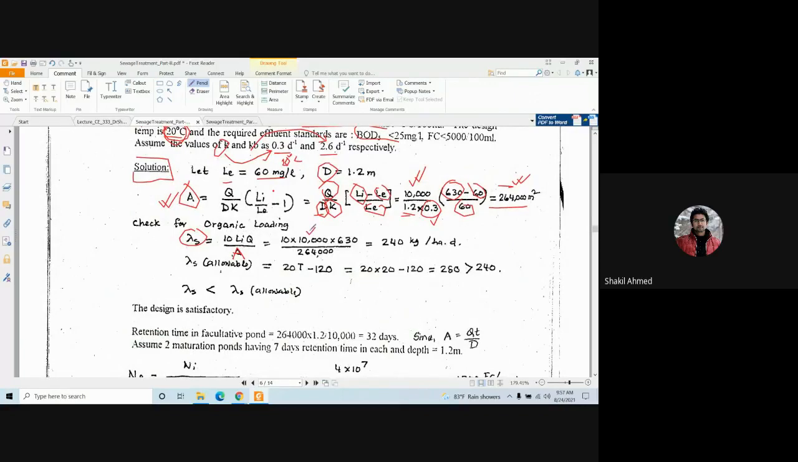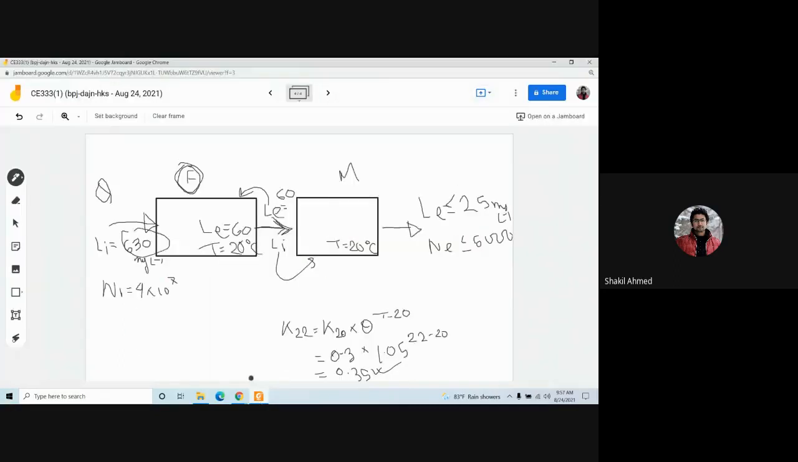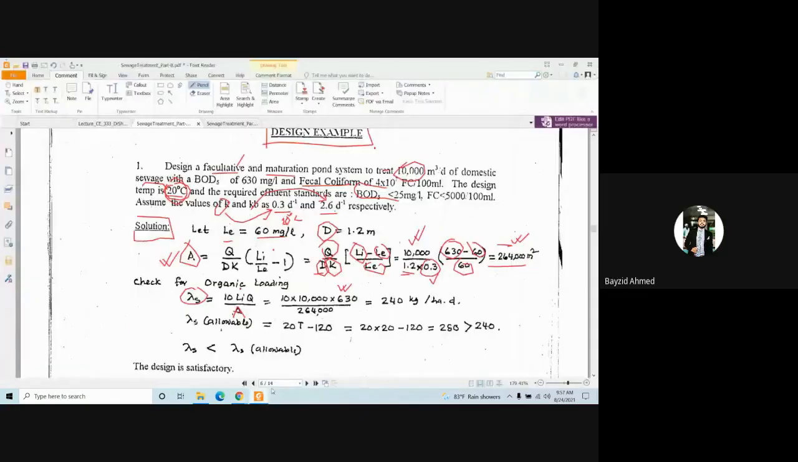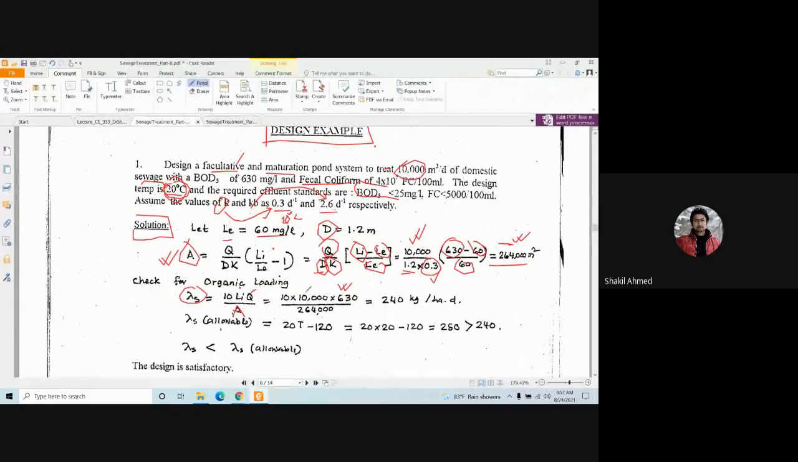So you put the value of Li. What is the value of Li, guys? 630, right? What is the Q? 10,000 meter cube. What is the A? You have calculated this A here. You put this value and you'll get 240 kg per hectare per day. Remember, Q has to be in meter cube per day. You have to ensure the unit of Q is meter cube per day, A is in meter square, and Li is in milligram per liter.